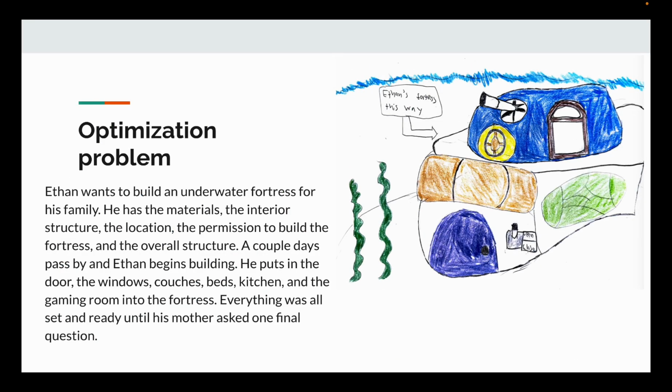Now it is time for the optimization problem. So, Ethan wants to build an underwater fortress for his family. He has the materials, the interior structure, the location, the permission to build the fortress, and the overall structure. A couple days pass by and Ethan begins building. He puts in the door, the windows, couches, beds, kitchen, and the game room into the fortress. Everything was all set and ready until his mother asked one final question.